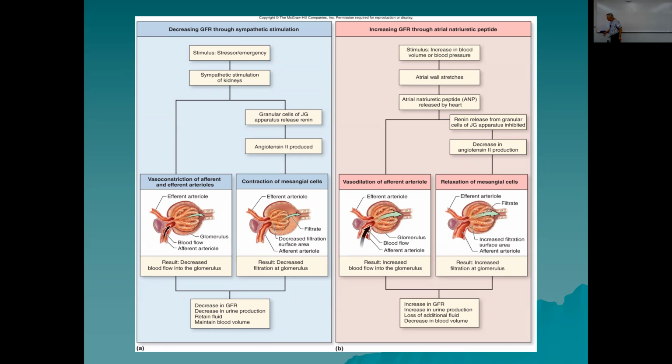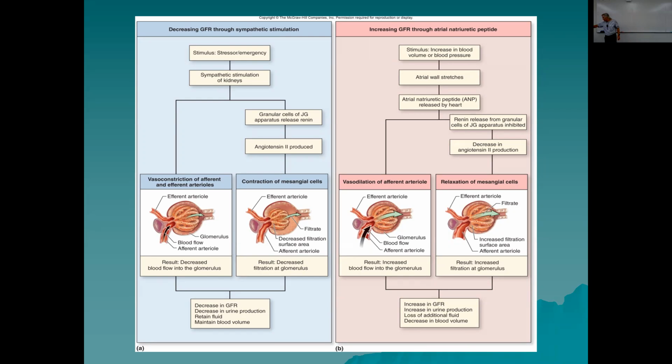Opposite, increasing GFR through atrial natriuretic peptide. Increase of blood volume or blood pressure, atrial wall stretches, atrial natriuretic peptide is released by the heart, causes vasodilation of the afferent arteriole. Result, increased blood flow into the glomerulus, increased GFR.